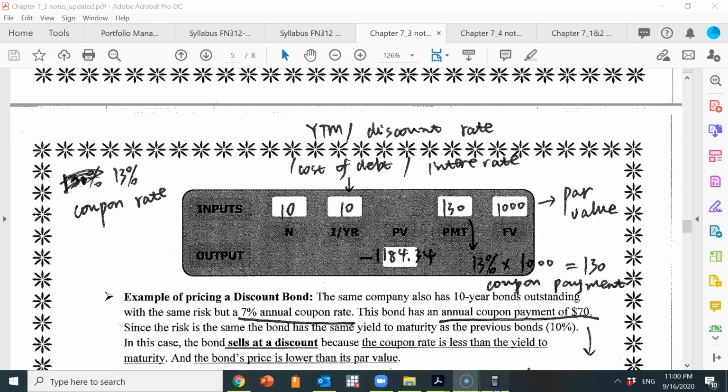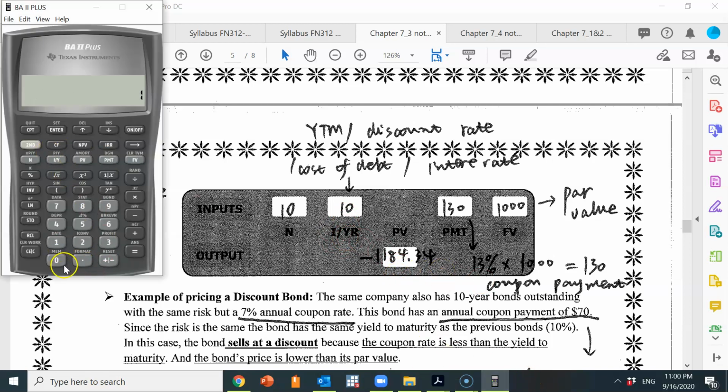Okay, let me show you on the financial calculator. If I input 10 as N, 10 as I, but this time the payment is 130, payment 1,000 as future value, compute for PV is gonna be higher than the par value, where we will have to pay 1184.337.